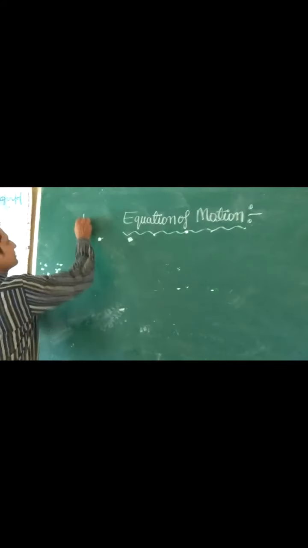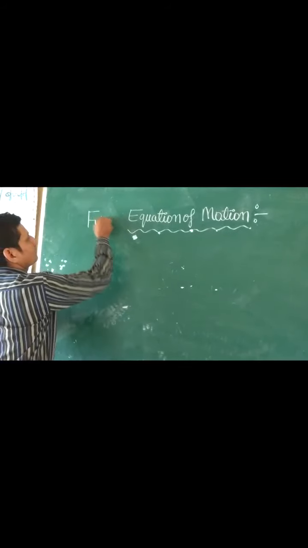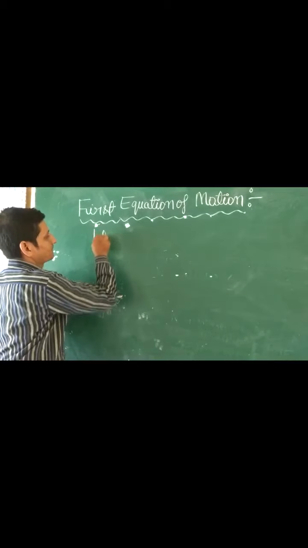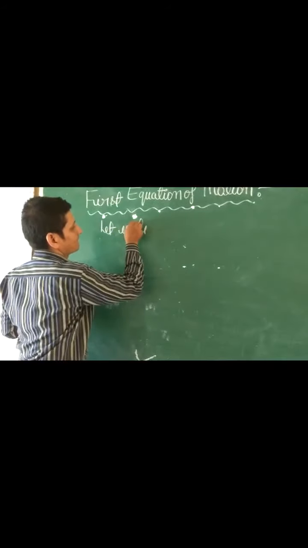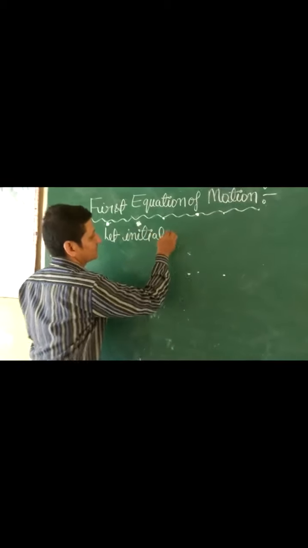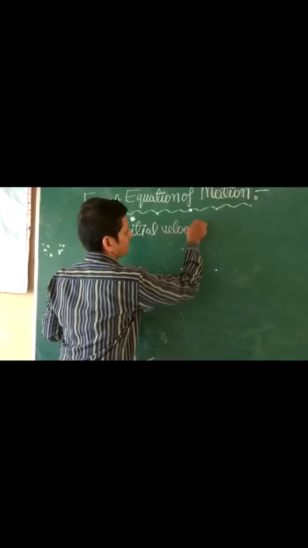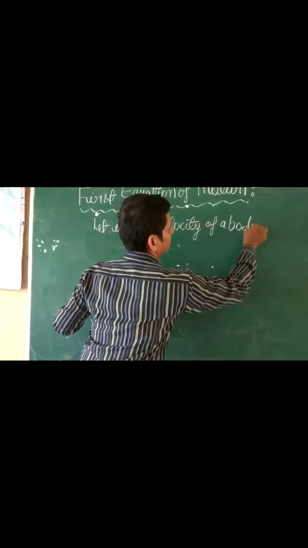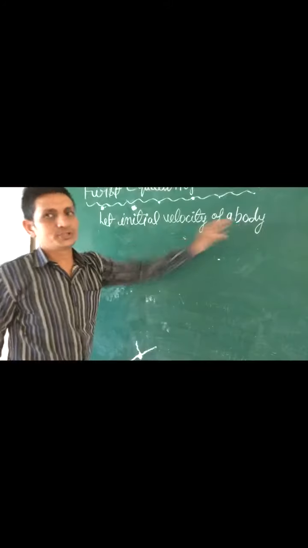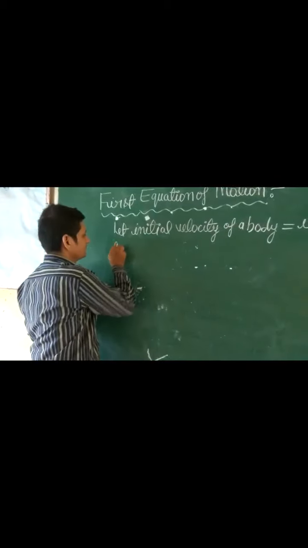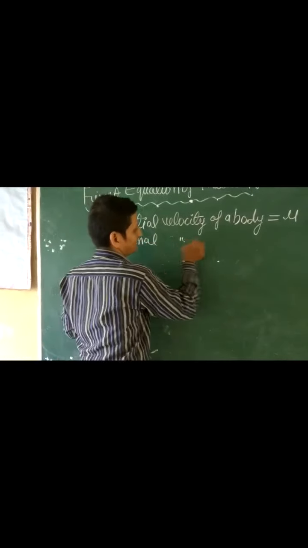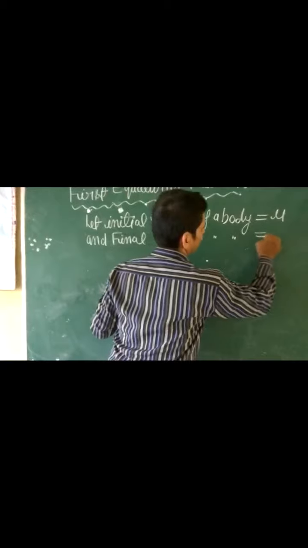So look here, first equation of motion. Let the initial velocity of a body be equal to u, and the final velocity of the body be equal to v.